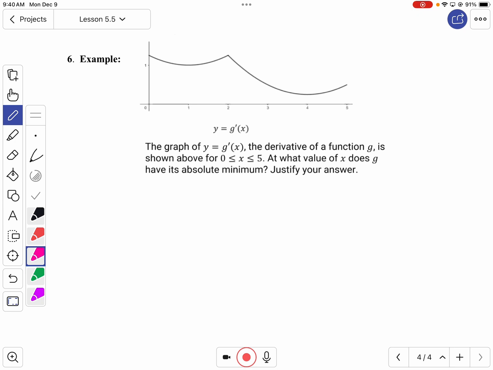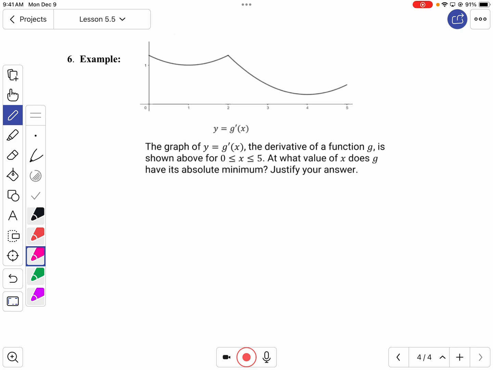So let's take a look at this one. I'm just a little hesitant, so be careful here. It says the graph of y equals g prime of x, the derivative of a function g, is shown above for x's between 0 and 5. At what value of x does g have its absolute minimum? Justify your answer.